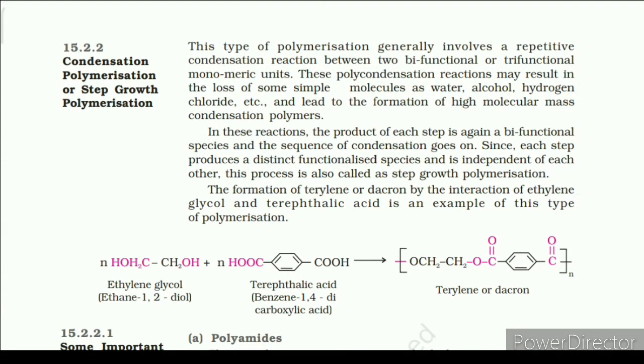15.2.2 Condensation Polymerization or Step Growth Polymerization. This type of polymerization generally involves a repetitive condensation reaction between two bifunctional or trifunctional monomeric units. Such polycondensation reactions may result in the loss of some simple molecules such as water, alcohol, hydrogen chloride, etc., and lead to the formation of higher molecular mass condensation polymers. In these reactions, the product of each step is again a bifunctional species and a sequence of condensation goes on. Since each step produces a distinct functionalized species, it is independent of each other. This process is also called step growth polymerization. The formation of terylene or dacron by interaction of ethylene glycol and terephthalic acid is an example of this type of polymerization.